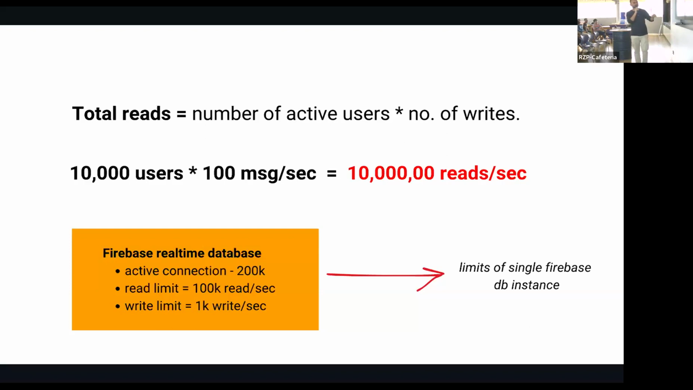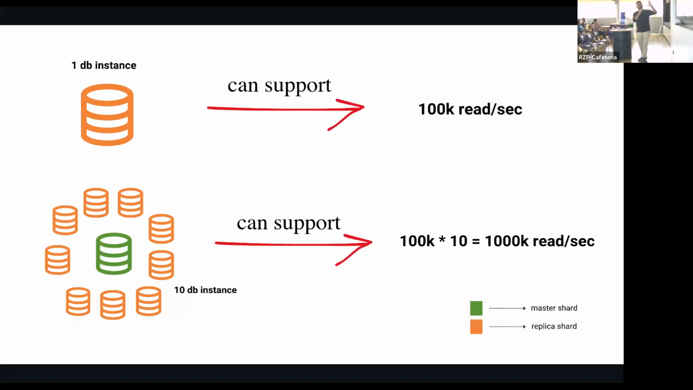For handling this much traffic, if one database instance is able to support 100K reads, then we need 10 databases to support 1 million. This is again the concept of database replication. Initially the server was sending to just one database, now it has to send to multiple databases.